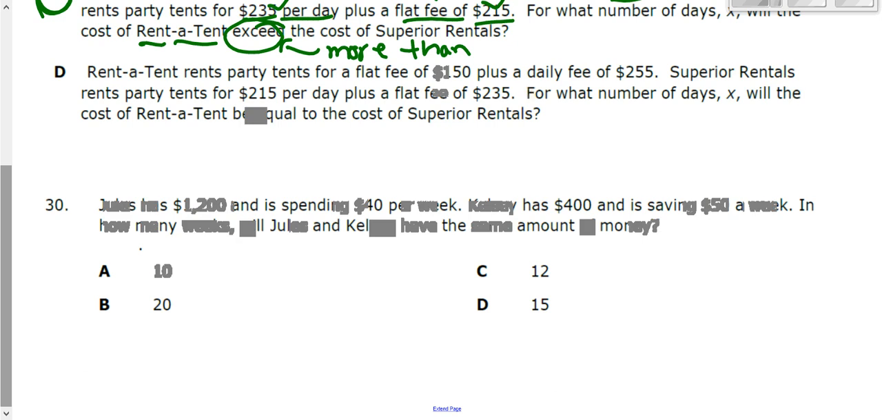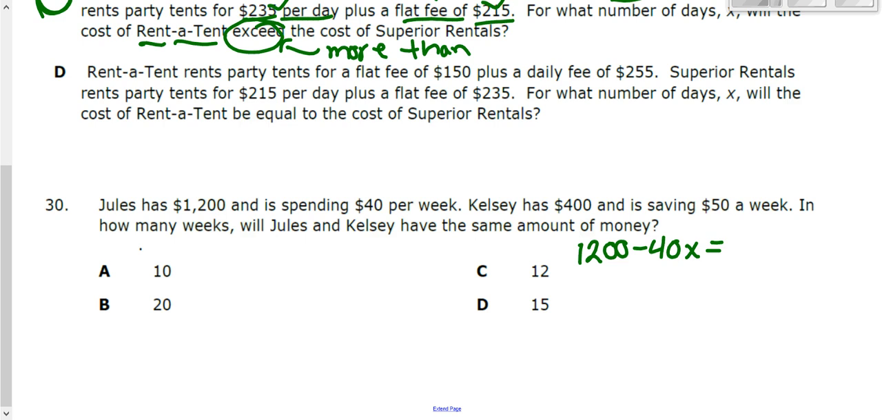Number 30. Jules has $1,200 and is spending $40 per week. Kelsey has $400 and is saving $50 a week. How many weeks will Jules and Kelsey have the same amount of money? Okay, so in this case, I actually am going to have to write an equation and solve it. So I have $1,200 and am spending 40 per week, so I'm decreasing by 40 per week. I want to know when they're going to have the same amount of money, so equal to. And Kelsey has $400 and is saving, so we're going to add $50 per week, so 50x.